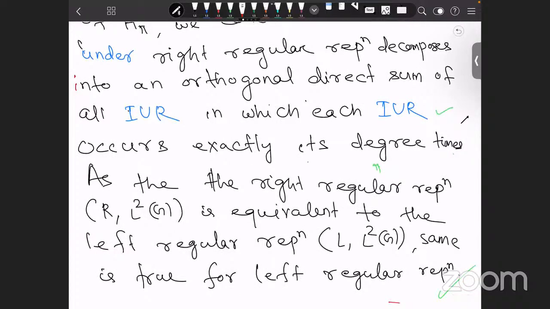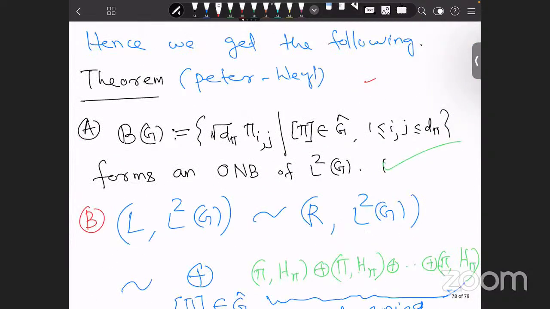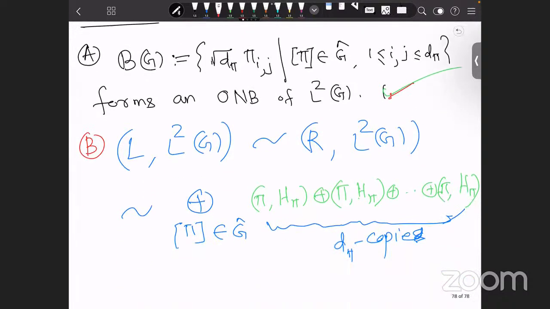As the right regular representation R on L2G is also equivalent to the left regular representation L on L2G, the same is true for the left regular representation, because the left regular representation is equivalent to the right. So now this is the final Peter-Weyl theorem. Hence, we get the following. The Peter-Weyl theorem says that the set of √d_π π_{i,j}, where π belongs to G hat, 1 ≤ i,j ≤ d_π, forms an orthonormal basis of L2G.